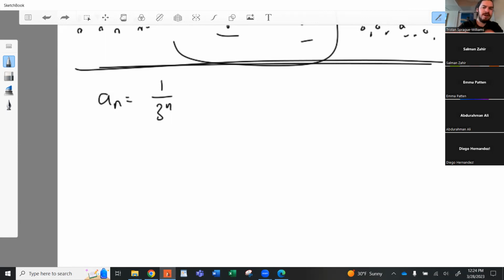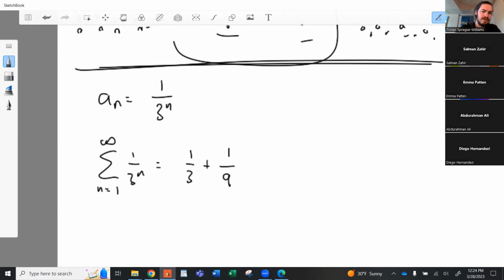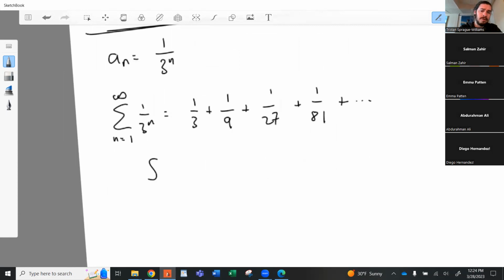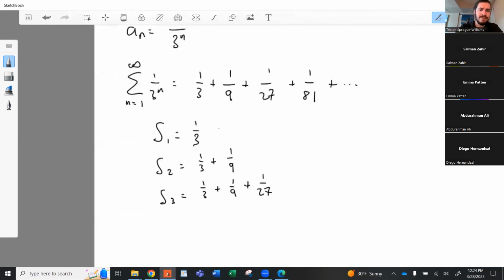So 1/3 to the n is our sequence. We want to add it up. We can start from 1. So we have 1/3 plus 1/9 plus 1/27 plus 1/81, and so on, adding up powers of 1/3. Okay. So our partial sums are going to look like this. Let's start adding these up and see if we can see a good pattern.